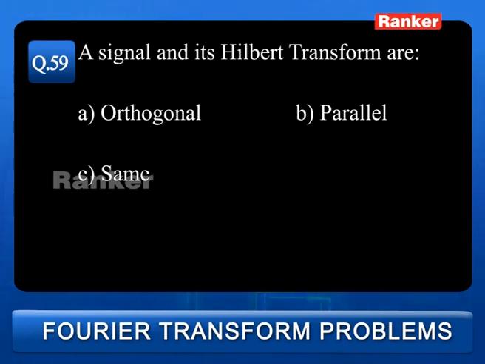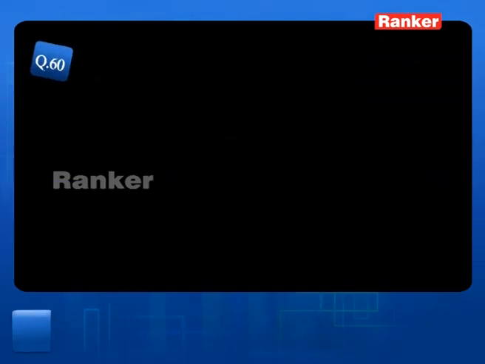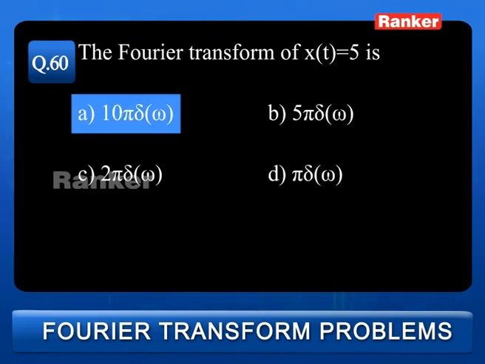Let us see the 59th question. A signal and its Hilbert transform are A, orthogonal, B, parallel, C, same. The answer is A, that is orthogonal. Let us look at the 60th question. The Fourier transform of x of t is equal to 5 is A, 10 pi delta of omega, B, 5 pi delta of omega, C, 2 pi delta of omega, D, pi delta of omega. The answer is A, that is 10 pi delta of omega.